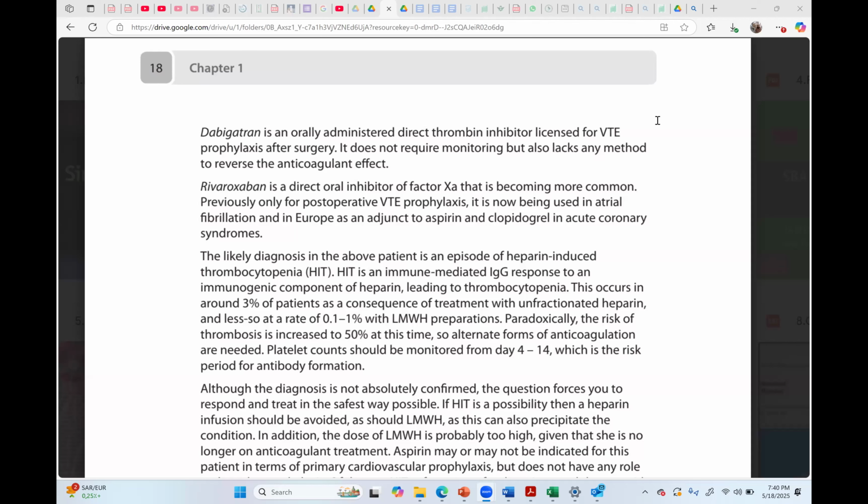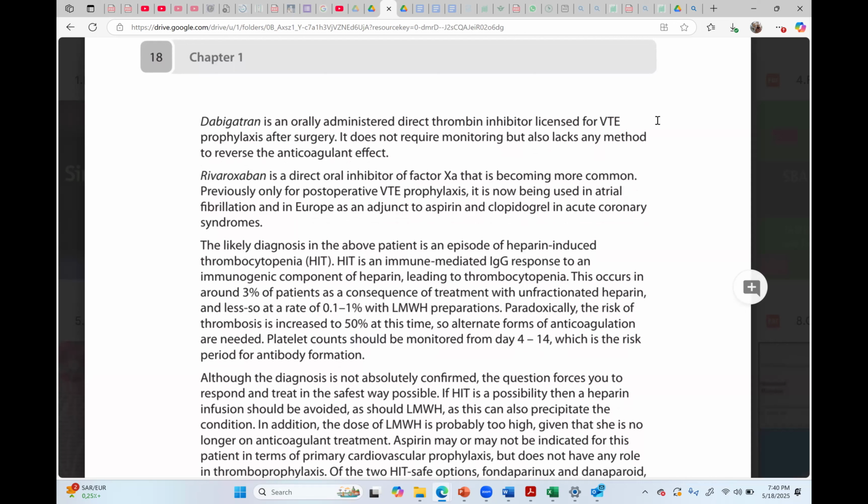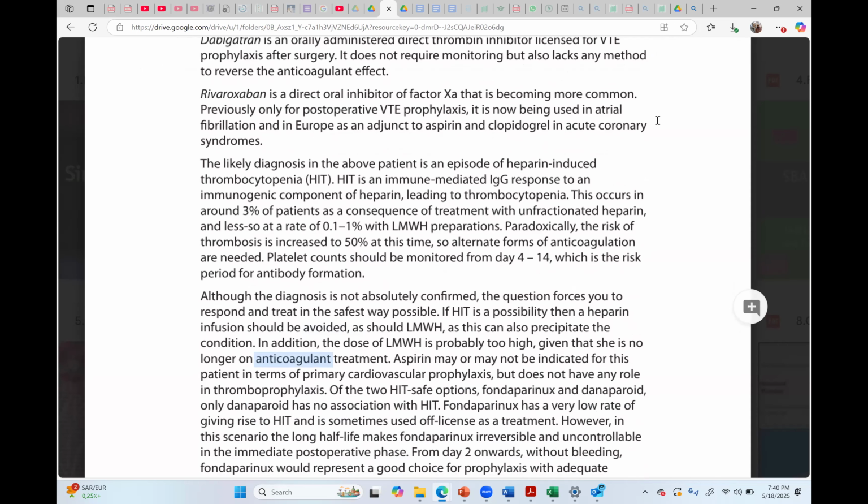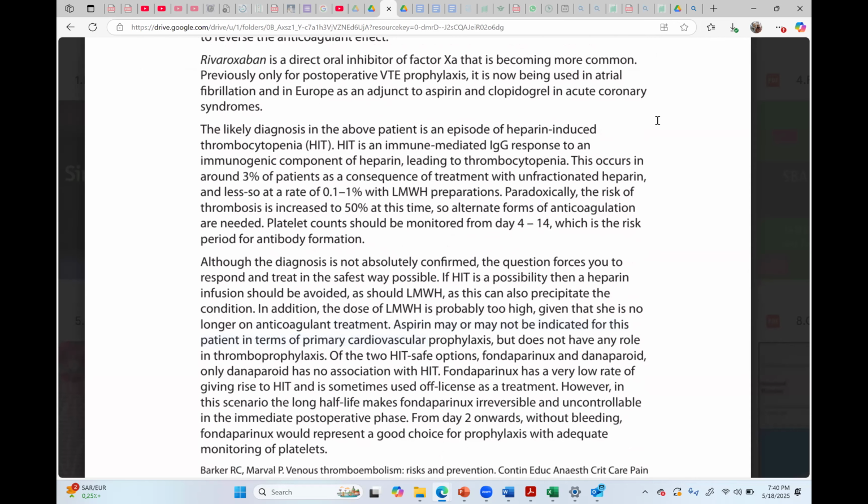This occurs as a consequence of treatment with unfractionated heparin, and less so, at a rate of 0.1 to 1%, with low molecular weight preparations. Paradoxically, the risk of thrombosis is increased to 50% at this time. So alternative forms of anticoagulation are needed. Platelet counts should be monitored from day 4 to 14, which is the risk period for antibody formation. Although the diagnosis is not absolutely confirmed, the question forces you to respond and treat in the safest way possible. If HIT is a possibility, then a heparin infusion should not be provided, nor should low molecular weight heparin, as this can also precipitate the condition.